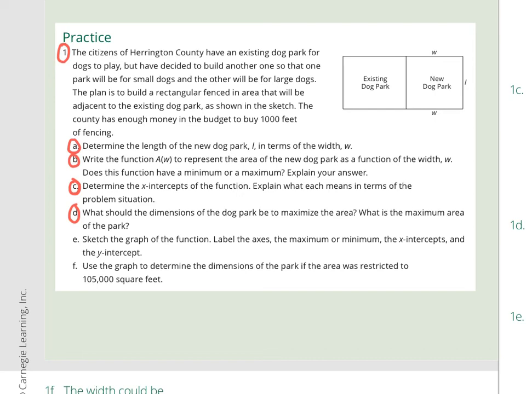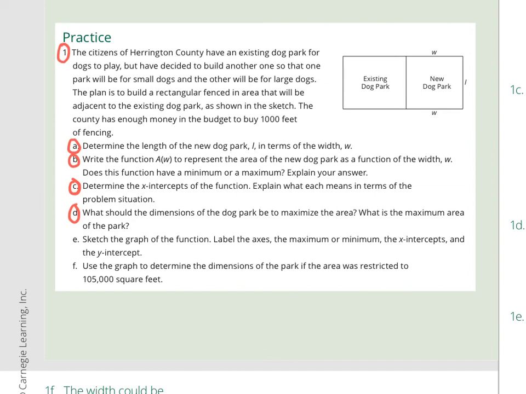Number 8, determine the length of the dog park in terms of the width, W. Now, I wanted to point out to you guys that they already have fencing right here because that's the existing dog park. So the 1,000 feet has to be for this wall, and this wall. Now, if they have 1,000 feet for all three, that means if I take away 1,000 minus this, it's going to leave me with the amount of fencing I have for here.